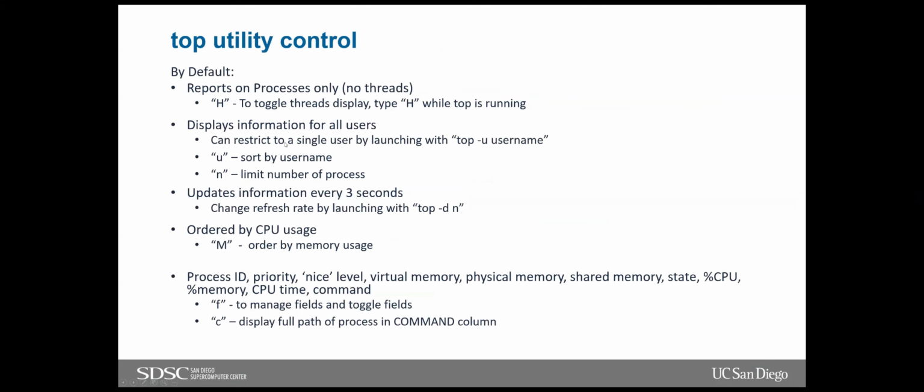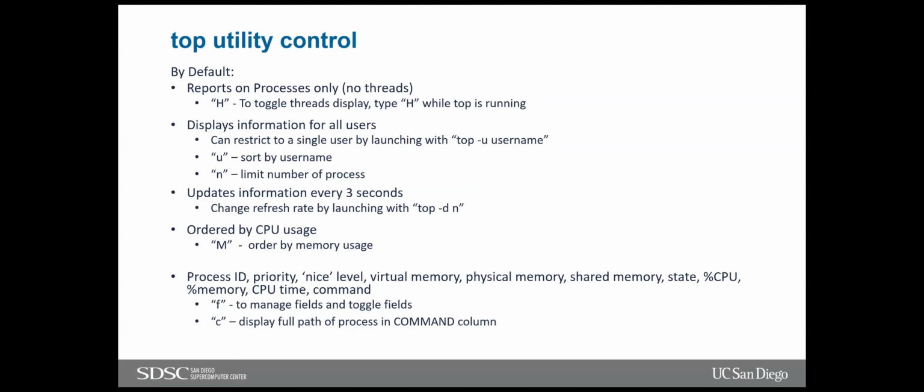By default, the top command is provided with the Linux system. It reports the processes that are available, sorted by how much CPU they're using, so top CPU usage at the top, and it goes down. By default, it just shows the processes. It doesn't show anything about the threads, but you can see thread information if you use the -H option. Also, by default, it shows information for all the users.